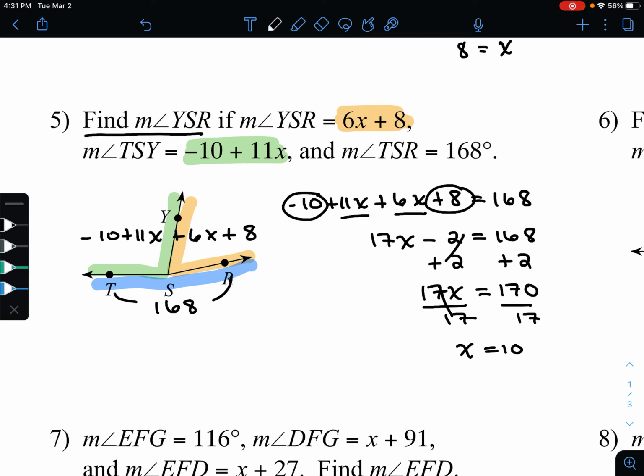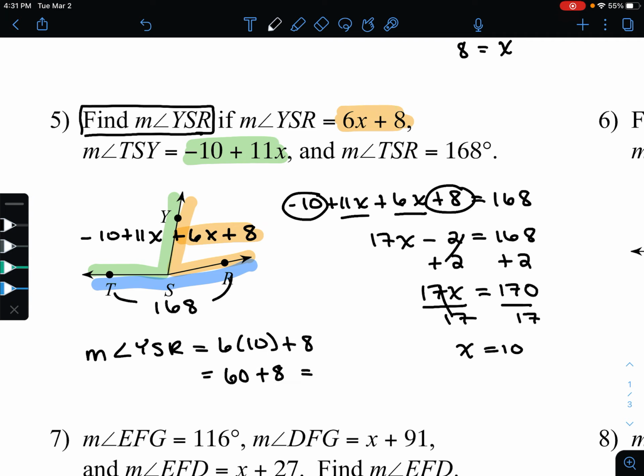But then we have to remember that it's actually asking us to find the measure of angle YSR. So to find YSR, we need to plug it in to YSR, which is our orange equation right here. You can find it in the diagram, or you can find it in the original description. So we would do 6 times 10 plus 8. That's 60 plus 8, which would be 68 degrees. And that is our final answer.